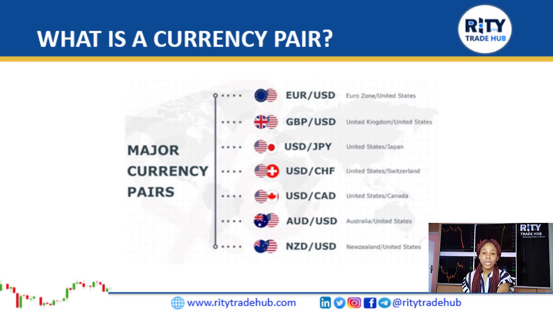The majors are made up of the US dollar and one of the major non-US currencies such as the euro, the Japanese yen, and the British pound. As you can see on the screen, these pairs have the USD as either the base or quote currency. Don't panic. As we progress, we will understand the term base and quote currency. To keep things simple, we just consider all 7 currencies as the majors.